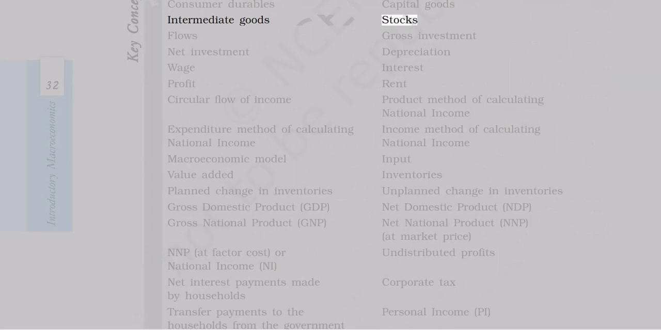Final goods, consumption goods, consumer durables, capital goods, intermediate goods, stocks, flows, gross investment, net investment, depreciation, wage, interest, profit, rent, circular flow of income, product, method of calculating national income, expenditure, method of calculating income, national income, macroeconomic model, input value added, inventories.